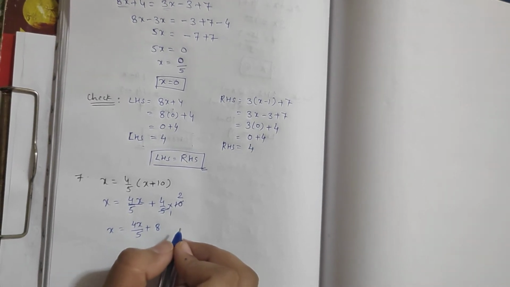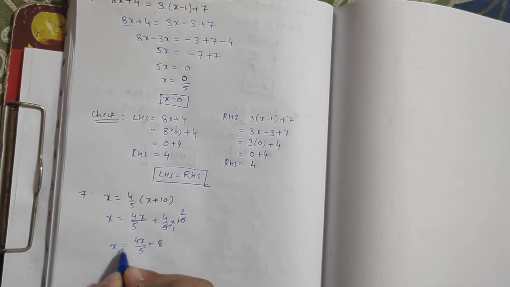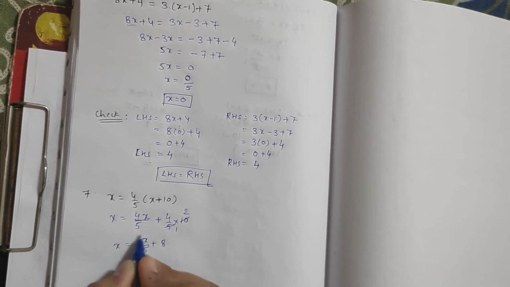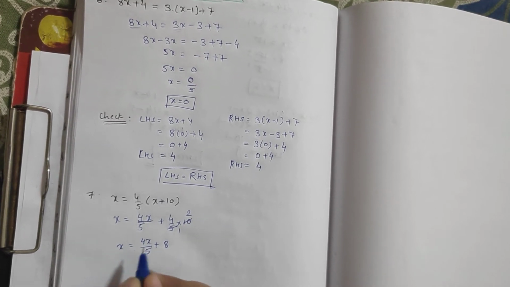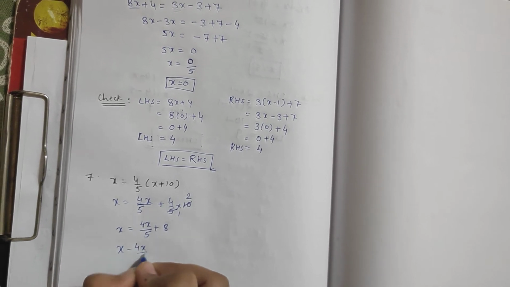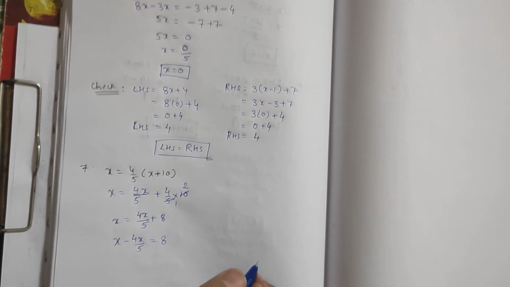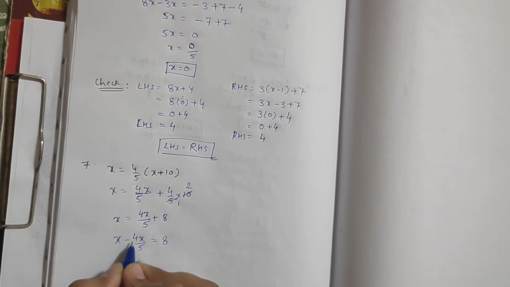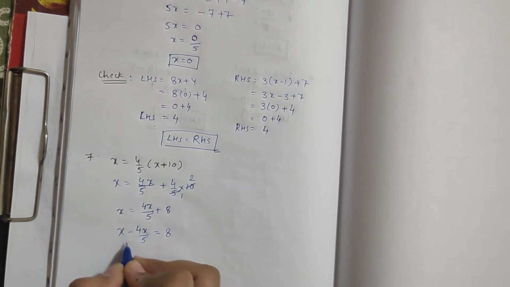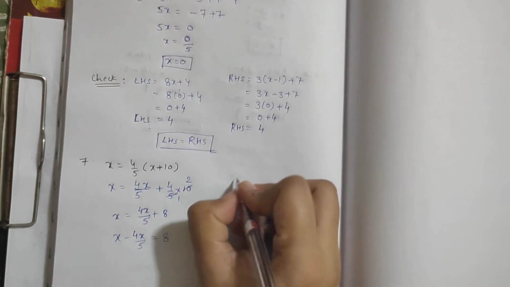Now we have to bring this 4x upon 5 from this side to this side. Why? Because here 4 upon 5x has the same variable as this, so these are like terms. So it will be x minus 4x upon 5 is equals to 8. Now further we have to solve it. We can cross multiply it. Either you can find it out by LCM or by cross multiplication. Now how you have to do the cross multiplication, I hope you know this.